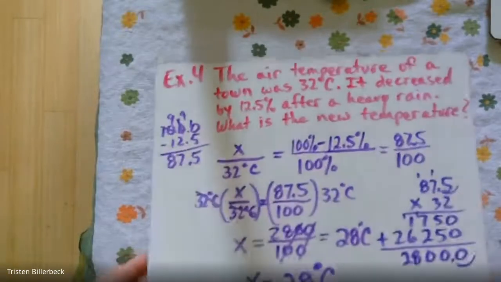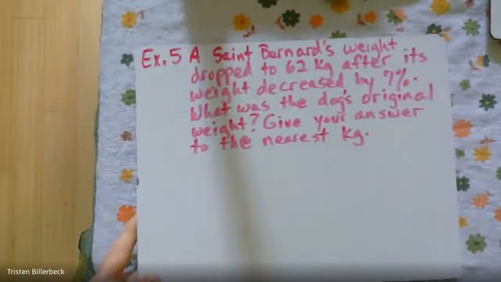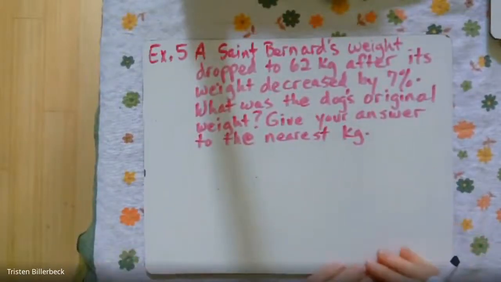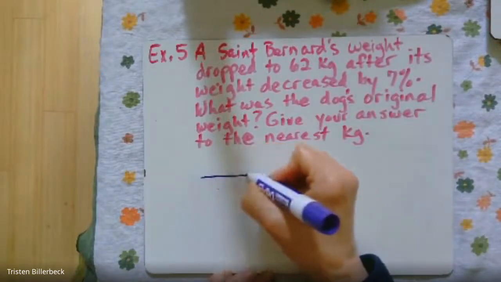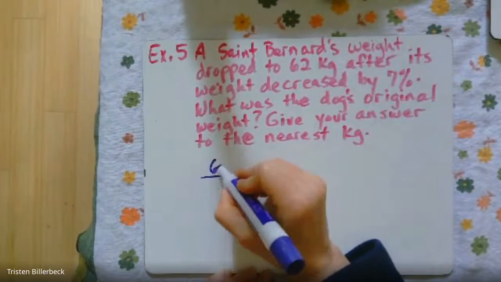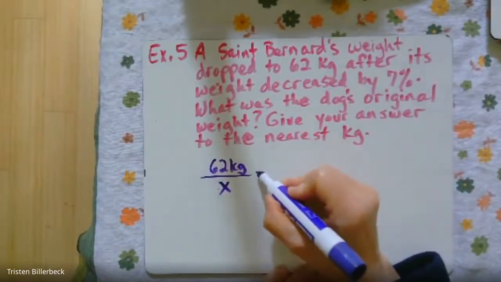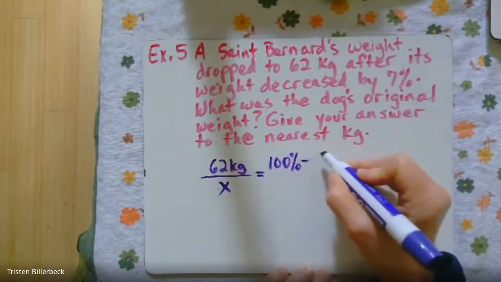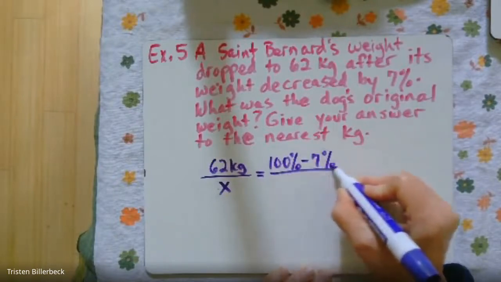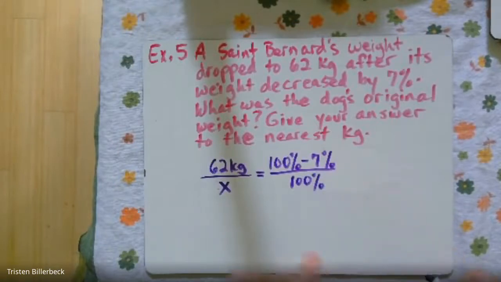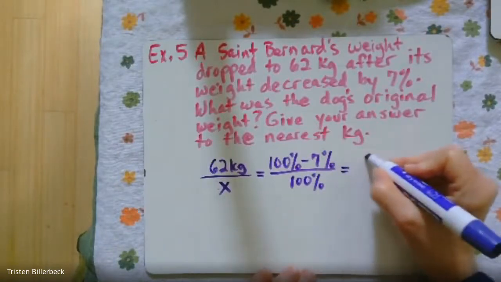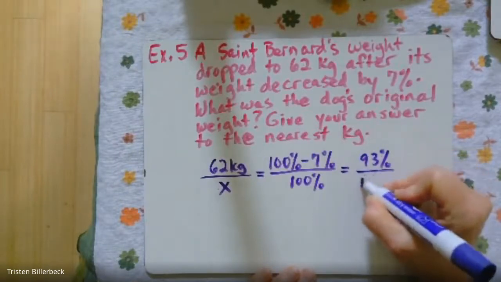All right, our last example. A St. Bernard's weight drops to 62 kilograms after its weight decreased by 7%. What was the dog's original weight, to the nearest kilogram? They gave us what it decreased to, so we're going to put that here. We don't know what the original weight was, but we know that it decreased by 7%. So if it decreased by 7%, that's 93% over 100%.